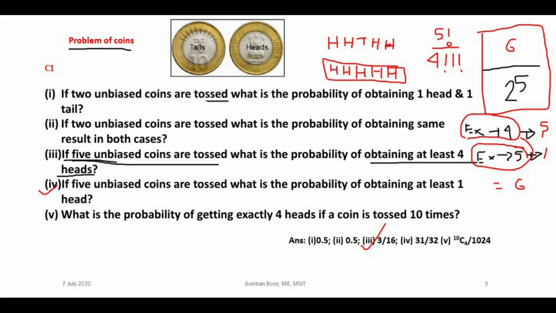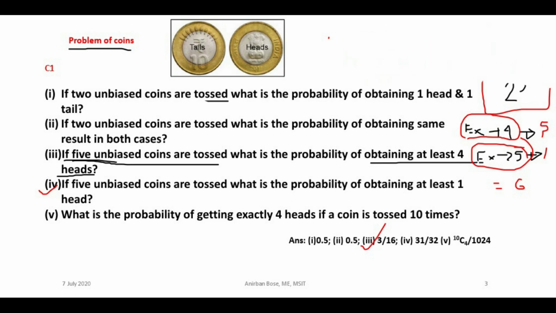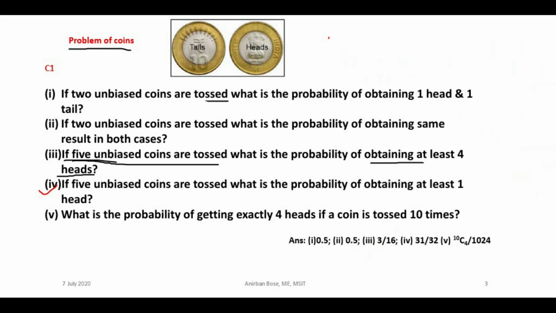Now coming to the next problem, problem number 4. If 5 unbiased coins are tossed, what is the probability of obtaining at least 1 head? Okay, obtaining at least 1 head means what? How can we solve the problem? If we go by the previous method, what we have to do? Find exactly 1 head, then find the favorable cases corresponding to exactly 2 heads, and so on, and finally exactly 5 heads.